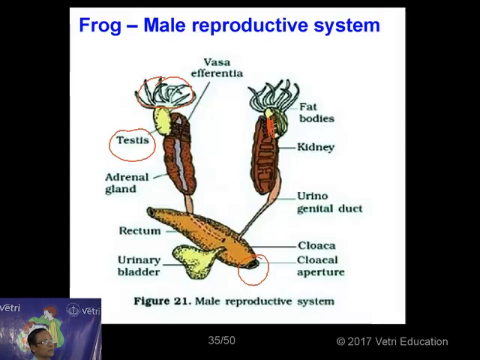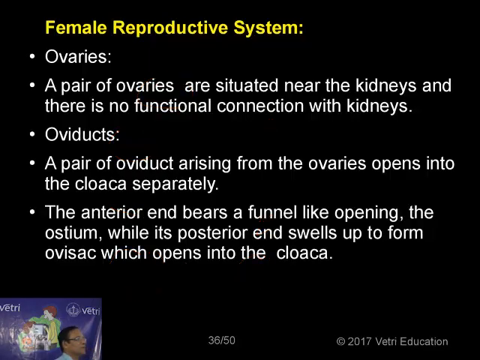Same picture with a colored structure. Now this is the urinary bladder, concerned with the storage of urine. The rectum also opens into the cloaca. So the reproductive materials, the rectum, and also the urine all open into the cloaca. There is only one aperture in the case of frog, through which normally the waste materials, the reproductive materials, and urine are sent out. Now let's go to the next one, the female reproductive system.